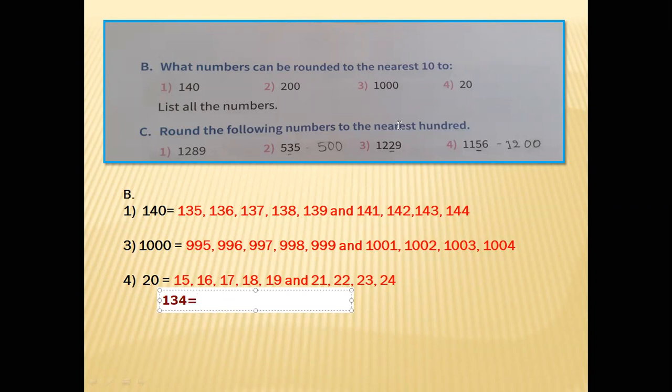See, in nearest to 10 means we have to see the ones place. In ones place, which digit is there? 4 is there. So it will become 130. So this 134 is nearest to 130, right? It is not nearest to 140. Which numbers are nearest to 140? You have to list all those numbers. See here, 135, it is nearest to 140.